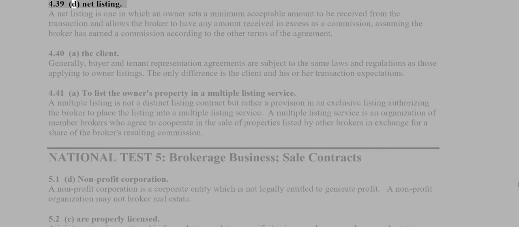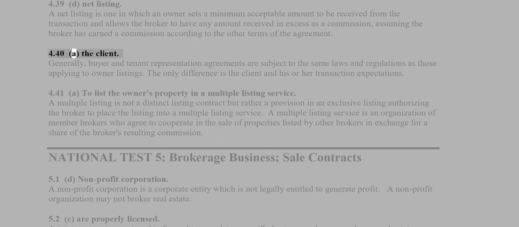4.39 d. Net listing. A net listing is one in which an owner sets a minimum acceptable amount to be received from the transaction and allows the broker to have any amount received in excess as a commission, assuming the broker has earned a commission according to the other terms of the agreement.